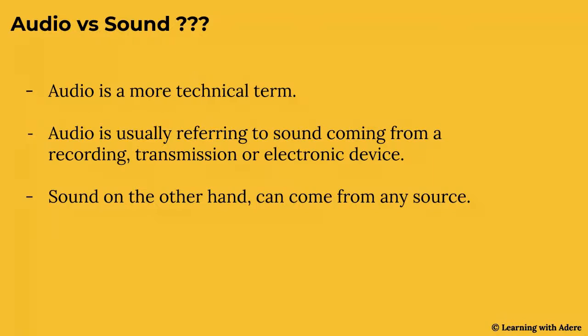It could be coming from birds. It could be coming from trees. It could be coming from anything, right? And audio is usually referring to things coming from a recording or an electronic device. So, for example, we wouldn't say "the type of audio a bird makes." We'd say "the type of sound a bird makes." And we're going to be learning how to get audio on our actual web page.